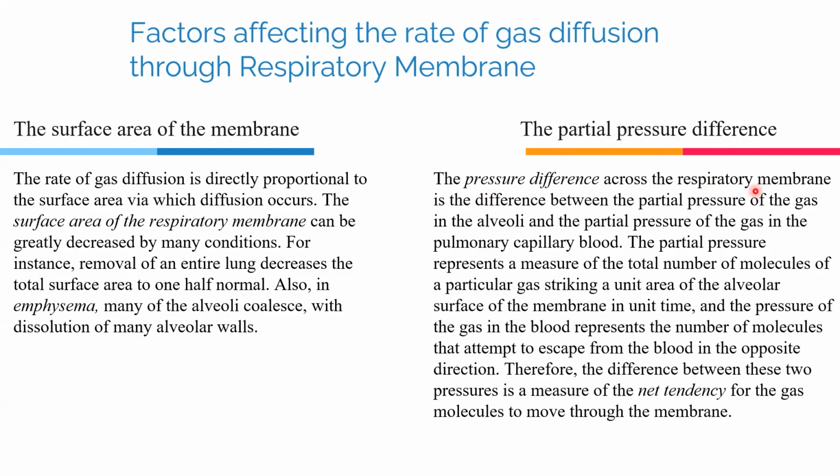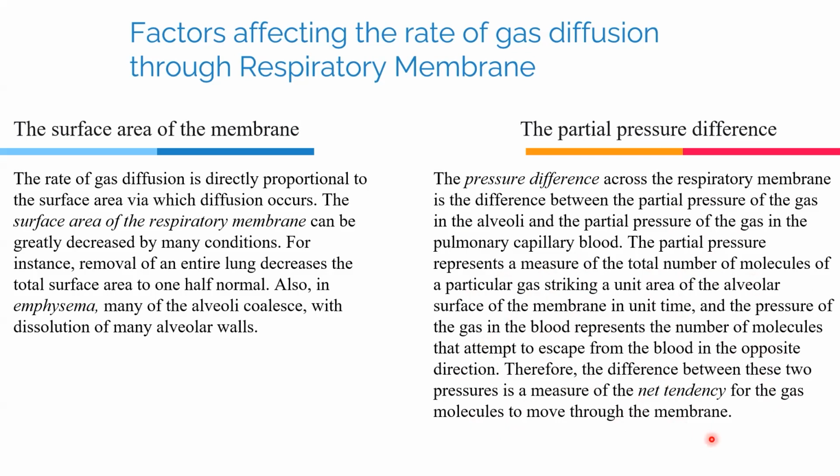The pressure difference across the respiratory membrane is the difference between the partial pressures of the gas in the alveoli and the partial pressure of the gas in the pulmonary capillary blood. The partial pressure represents a measure of the total number of molecules of a particular gas striking a unit area of the alveolar surface of the membrane in unit time, and the pressure of the gas in the blood represents the number of molecules that are attempting to escape from the blood in the opposite direction. Therefore, the difference between these two pressures is the measure of the net tendency of the gas molecules to move through the membrane.